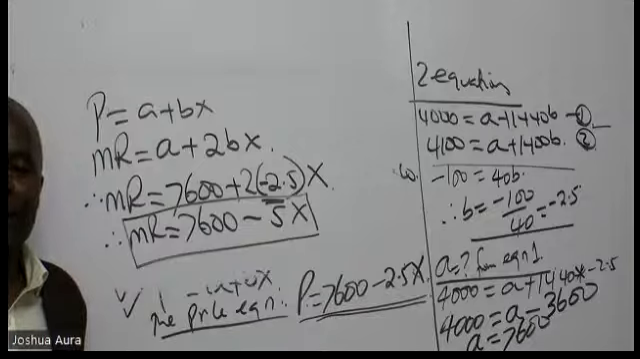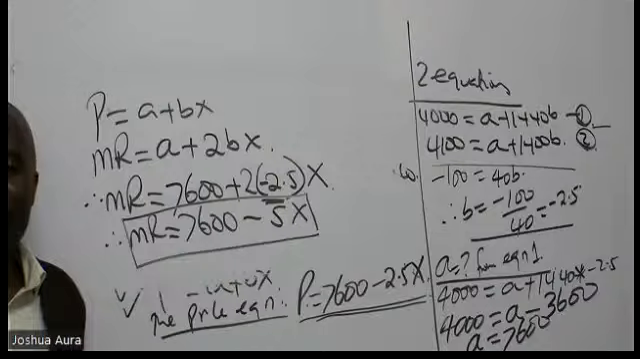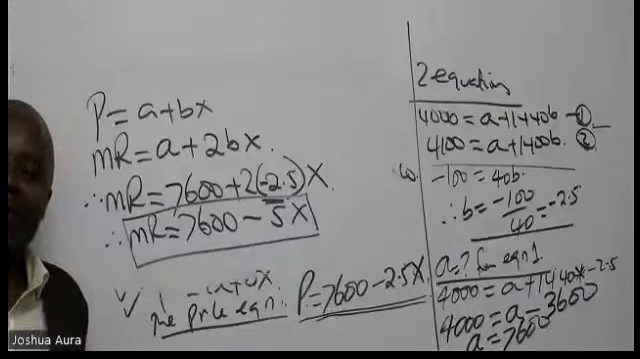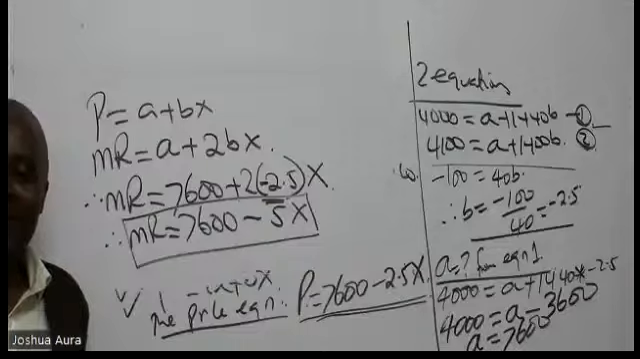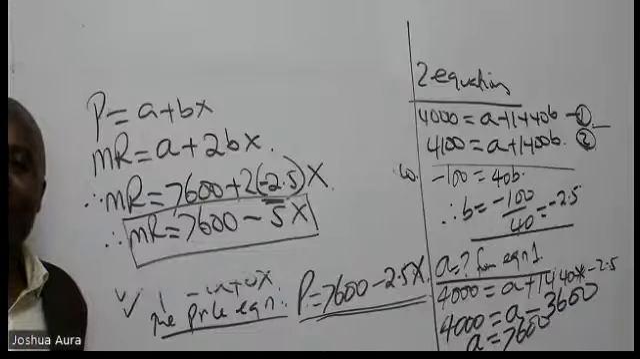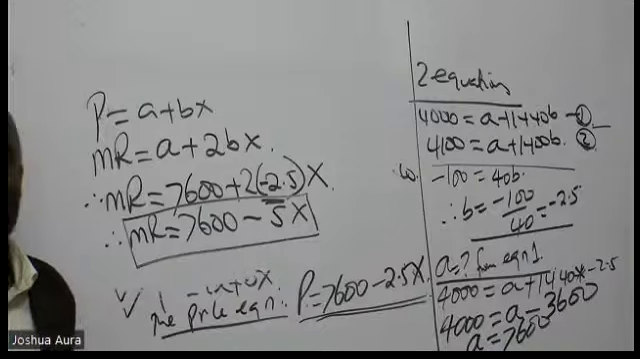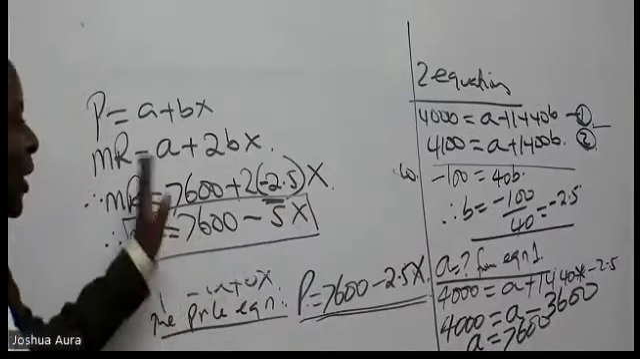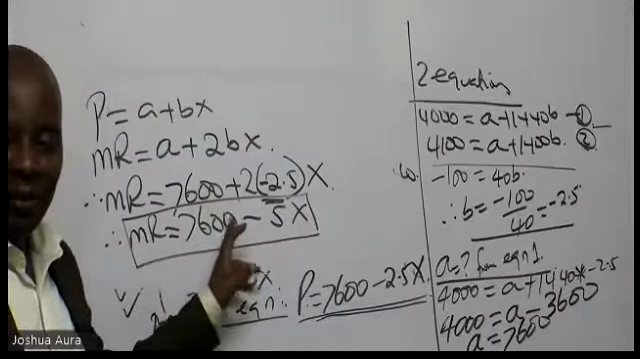This is the answer. Very important formula. You guys should even clap for me. I've given you a formula you guys have never known. Marginal revenue equals 7,600 minus 5X. We have to get X. We have only gotten the marginal revenue function. This is a very important function, especially if you hate differentiation.